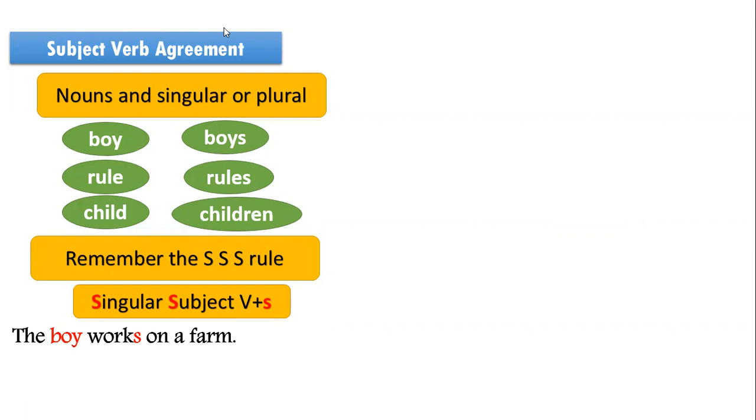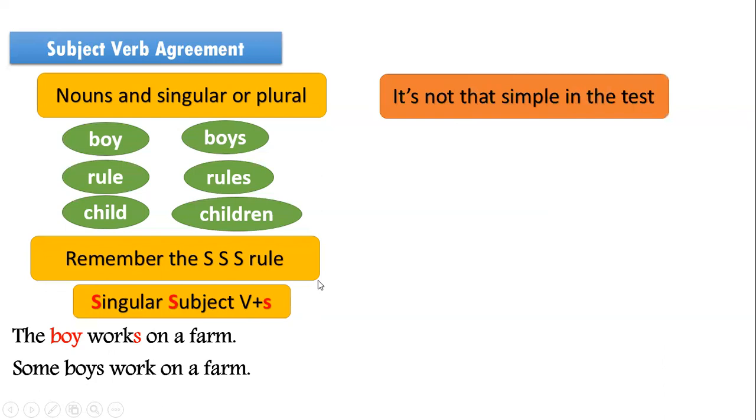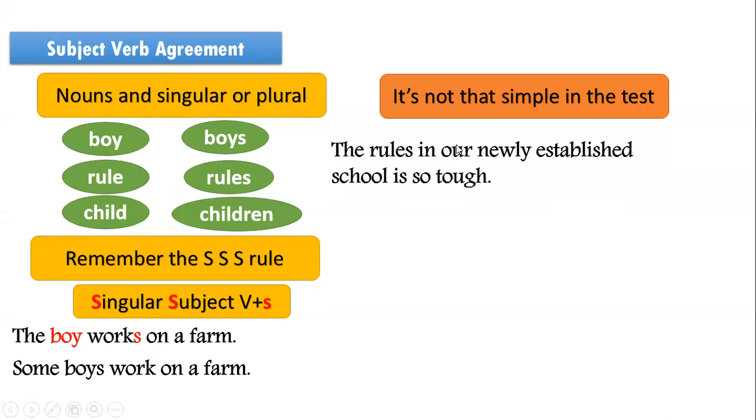Very good. Very simply, ya shabab, because the subject here is singular. Let's see. Some boys work on a farm. The boys here is a plural subject, so we do not add S to the verb. Is it that simple? Of course, it's not. It's not that simple in the test, ya shabab. Look at this one here. The rules in our newly established school is so tough. How about this sentence? Is this sentence correct or is there something wrong?